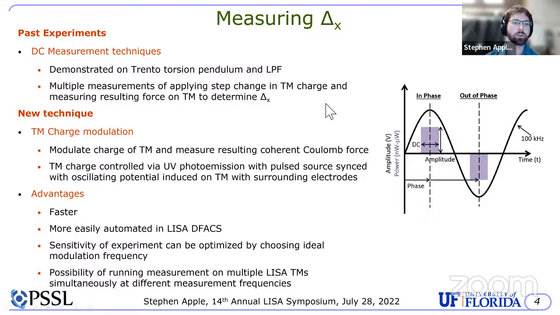And with this technique that I'll be describing today, the test mass charge is modulated by shining pulsed UV light that's synchronized with an oscillating potential induced on the test mass with surrounding electrodes. And that's illustrated in this cartoon here on the right, where the black curve is that oscillating potential induced on the test mass, and the purple square wave is the pulsed UV light that's synchronized with that oscillating potential. And some of the advantages of this charge modulation technique are that it's faster and more easily automated. The sensitivity can be optimized by choosing a modulation frequency where the sensor is more sensitive. And it also allows for the possibility of measuring delta X on multiple test masses simultaneously by choosing different modulation frequencies.